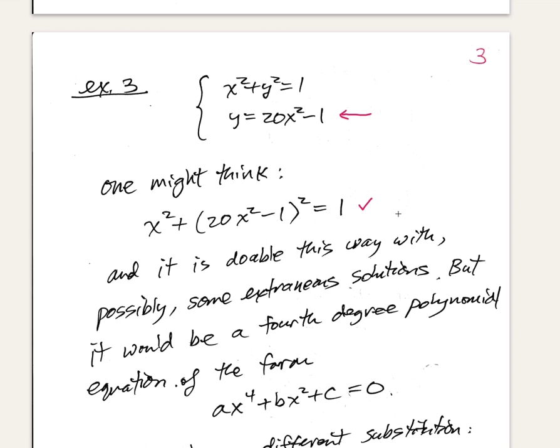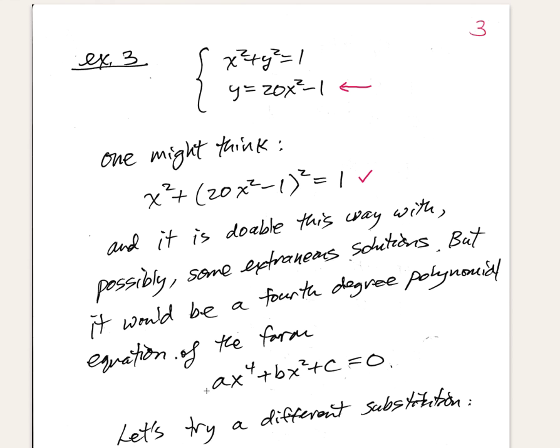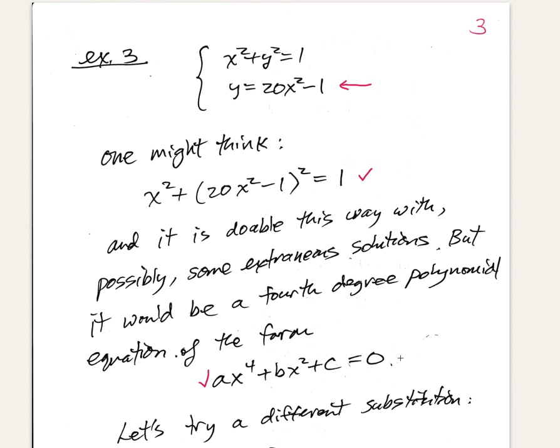It is doable this way, but do you see that you're going to get a fourth degree polynomial? It's actually going to be a fourth degree polynomial of this form: ax to the fourth plus bx squared plus c equals 0. So you don't need the quartic formula or anything. You can actually use the quadratic formula with a simple substitution. But you can see that this is probably not going to be the easiest approach.